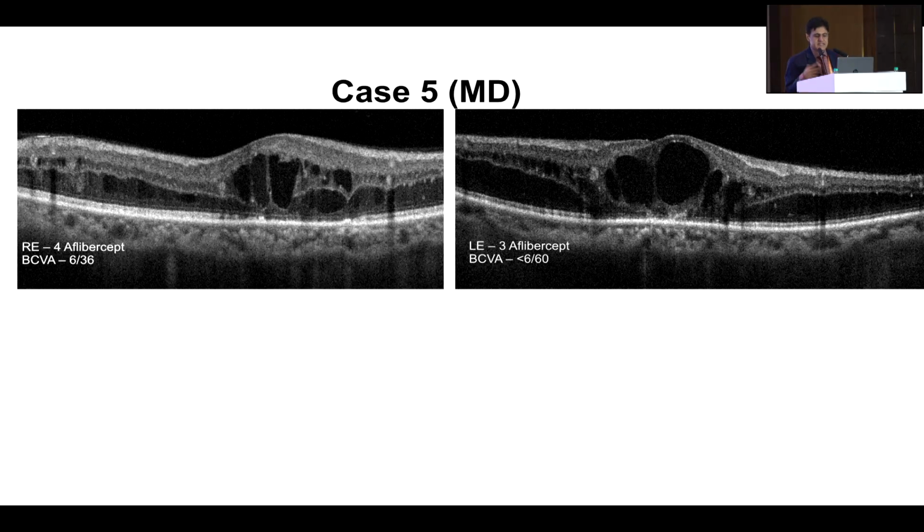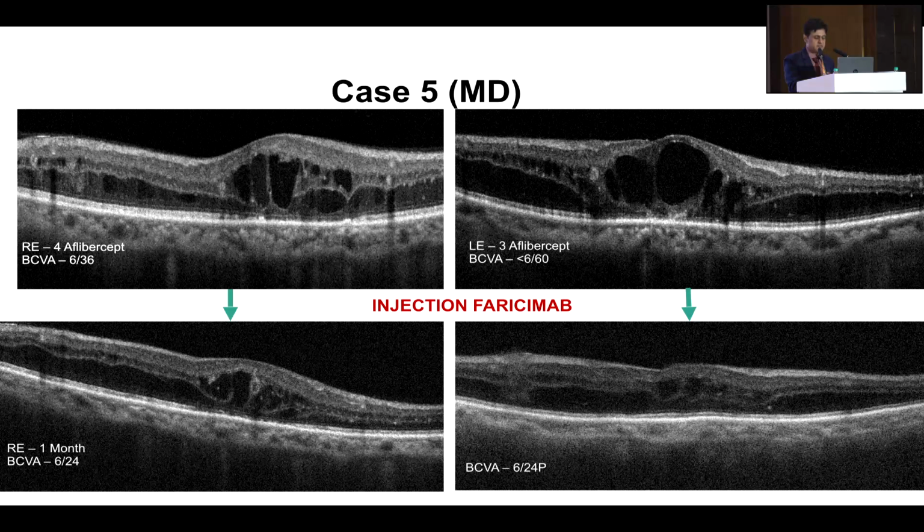So this is a case of DME. So the patient has received multiple aflibercept, left eye also Ozurdex, and this I just wanted to state, this is a very non-compliant patient. The moment he gets better, he stops coming. So I decided to give a faricimab, and after a single injection of faricimab, there was a significant reduction in the cystic spaces, although not completely gone.